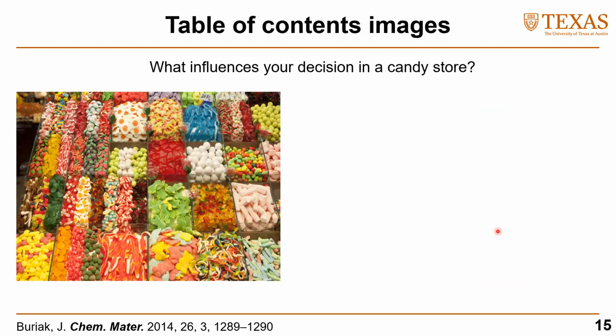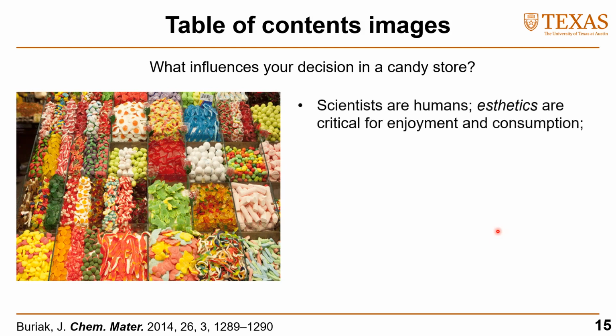Also, another topic is using table of contents images. So table of contents are really important because basically these are the first look at your paper. So for instance, I will ask you, what influences your decision when you go to a candy store or a supermarket or you want to get clothes? Well, of course, we will say, oh, I love chocolate. I don't care about the other candies, but I love chocolate. But we need to understand that we are humans.